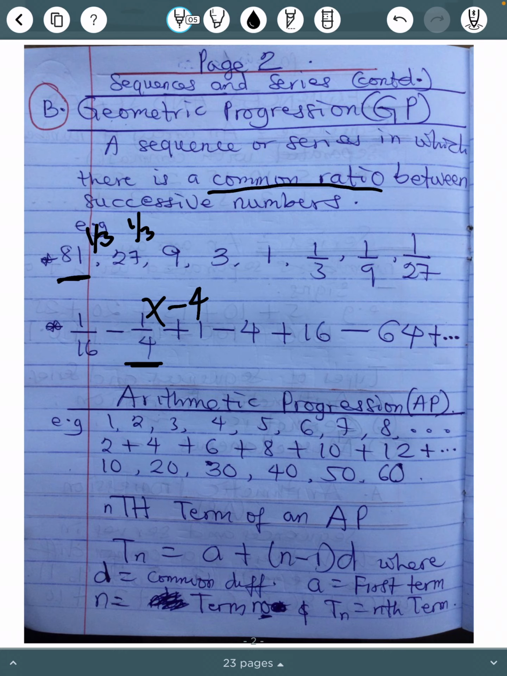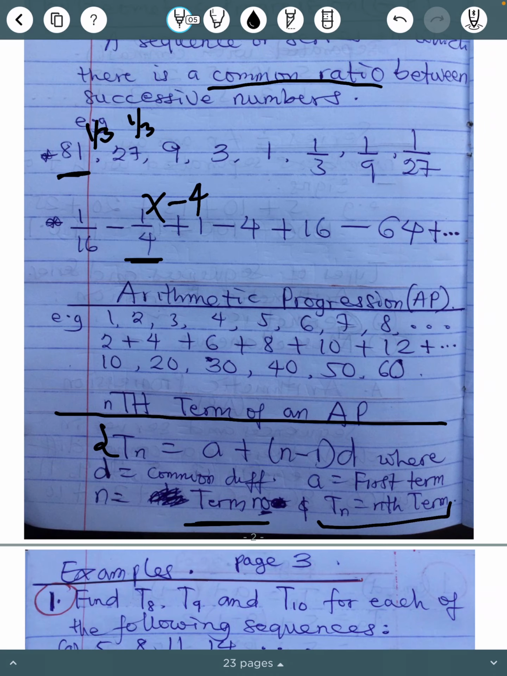Now, let's look at some examples of arithmetic progression. The first thing we will learn in an arithmetic progression or in APs is the nth term. The formula for finding the nth term of an AP is Tn = a + (n - 1)d, where d is the common difference, a is the first term, n is the term number, and Tn is the what? Nth term. Let's look at these examples.